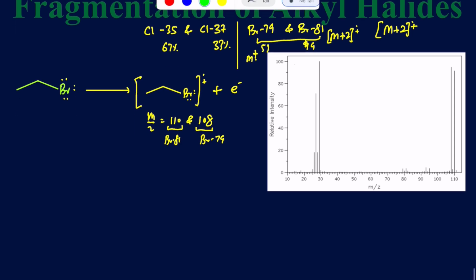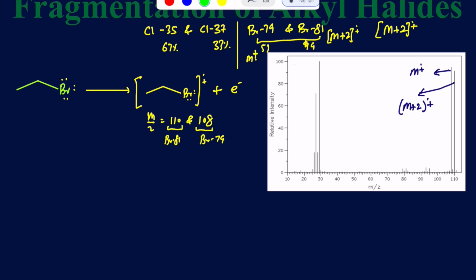Since they are almost 50-50 in their isotopic ratios, that's why you see this M peak and M plus 2 peak. So this one is an M radical cation signal, and this one is an M plus 2 radical cation signal. They're almost 50-50%. That's how you know that you have a bromine present.